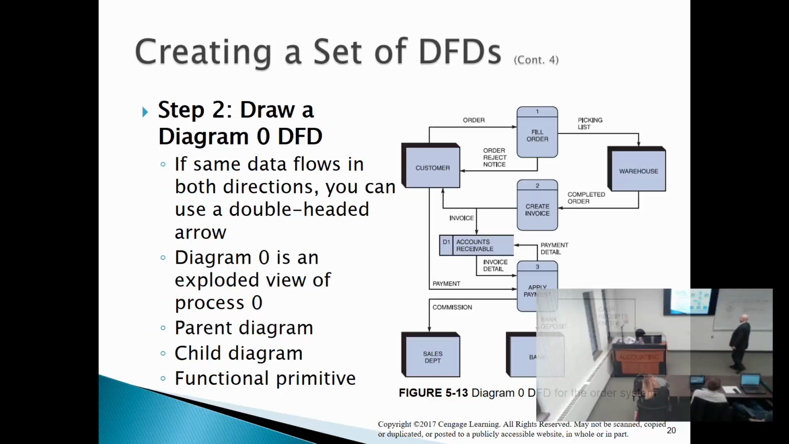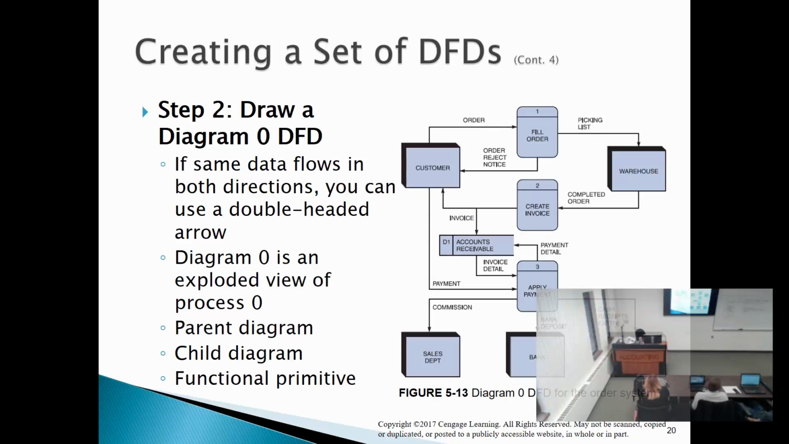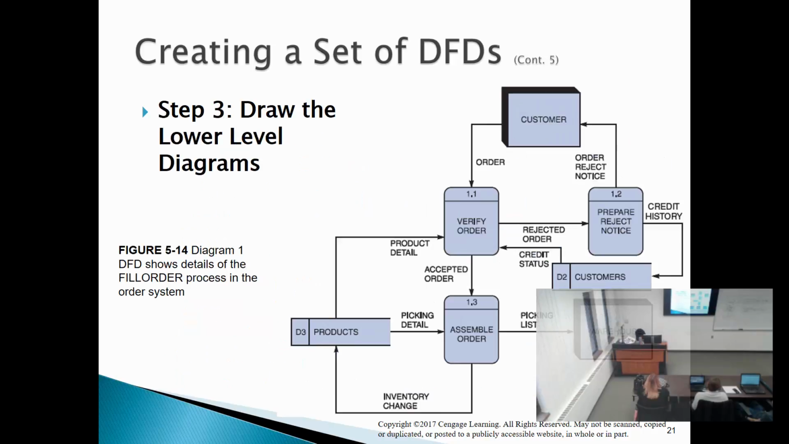So as we get into the lower levels, we will add additional information. The bottom level is called the functional primitive level. So when we hit the bottom, we're back at the primal level. Okay, so step 1 is context, step 2 is the diagram 0, and step 3 is to draw all of the lower level diagrams.